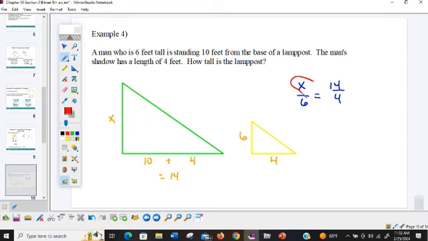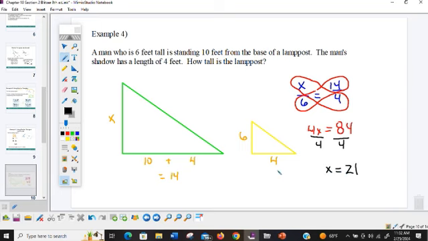We're going to cross multiply here. So we're going to end up with 4 times x equals 6 times 14, which is going to give us 84. Then we're going to divide by 4. And we find out that x is equal to 21. So the height of that lamppost for these to be similar triangles would be 21.